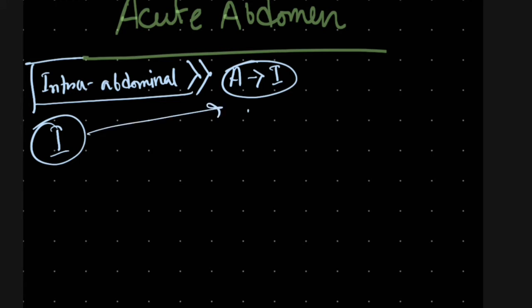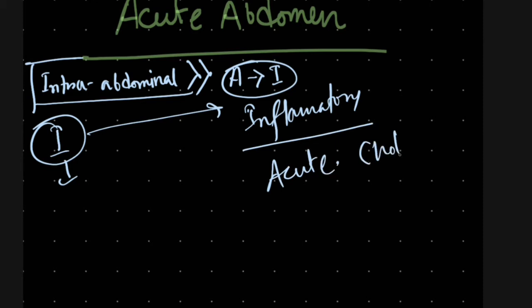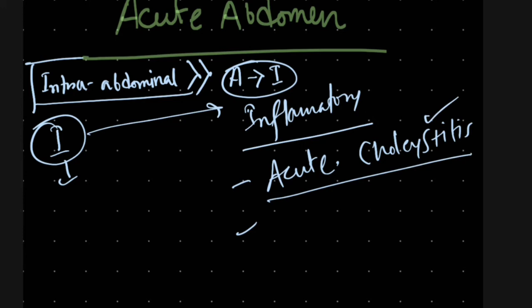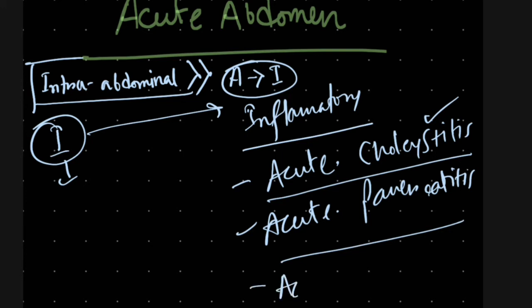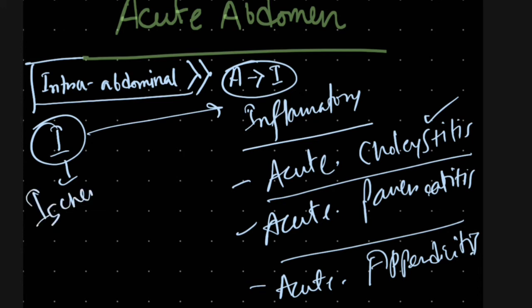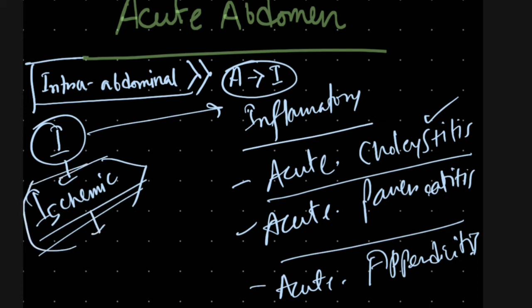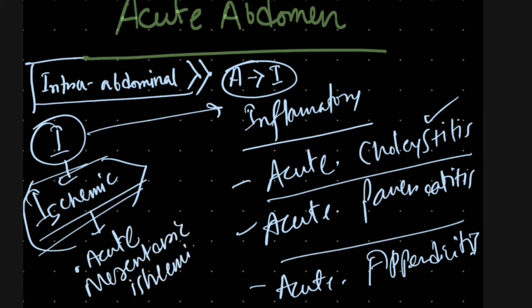Next comes I. For I, there might be two causes. One may be inflammatory causes like acute cholecystitis. Itis means inflammation. So acute cholecystitis means acute inflammation of the gallbladder. Then acute pancreatitis, even acute appendicitis. From I, we can get another cause also, that is ischemic causes, where blood supply to the GIT or specific organs is compromised. What are the ischemic causes? It can be acute mesenteric ischemia. So these are the intra-abdominal causes of acute abdomen.